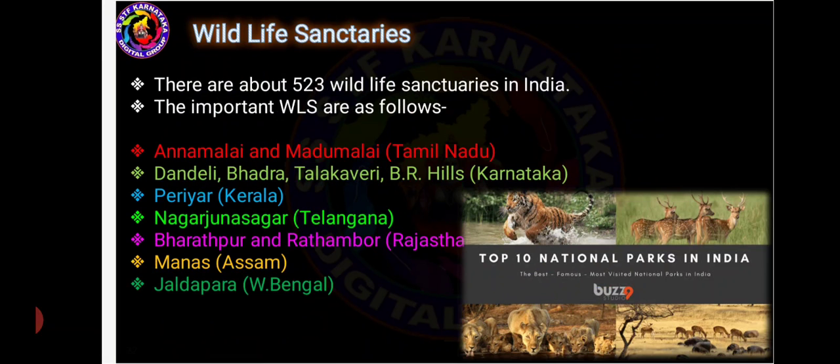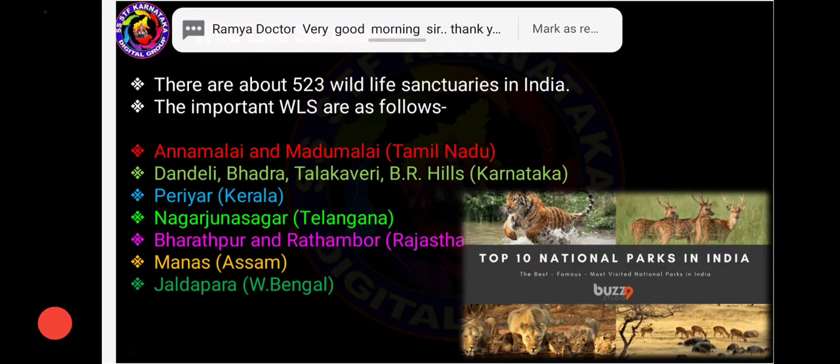Let us know some of the important wildlife sanctuaries in India. There are about 523 wildlife sanctuaries in India. Some of them are Annamalai and Mudumalai in Tamil Nadu, Dandeli, Bhadra, Talakaveri, BR Hills in Karnataka, Periyar in Kerala, Nagarjuna Sagar in Telangana, Bharatpur and Ranthambore in Rajasthan, Manas in Assam, Jaldapara in West Bengal.